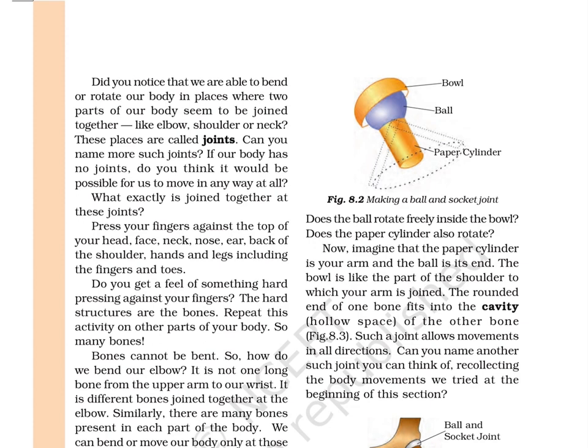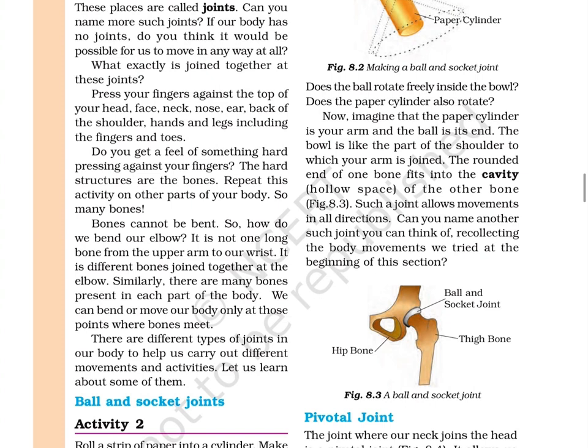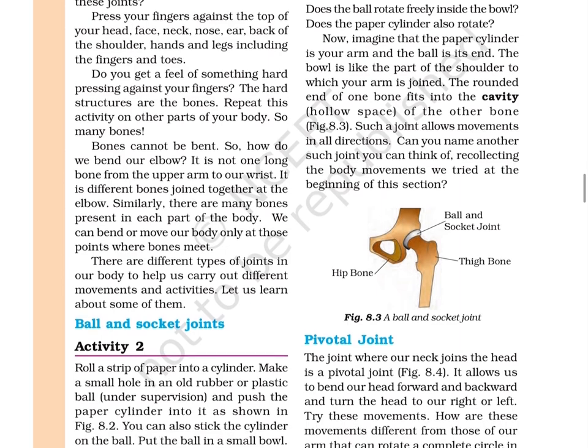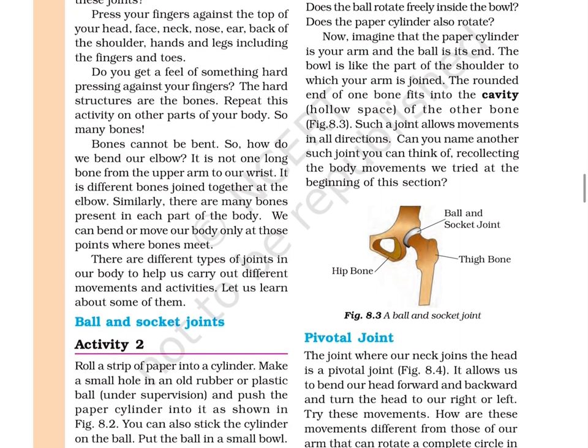Press your fingers against the top of your head, face, neck, nose, ear, back of the shoulder, hands and legs, including the fingers and toes. Do you get a feel of something hard pressing against your fingers? The hard structures are the bones. Repeat this activity on other parts of your body. So many bones. Bones cannot be bent.